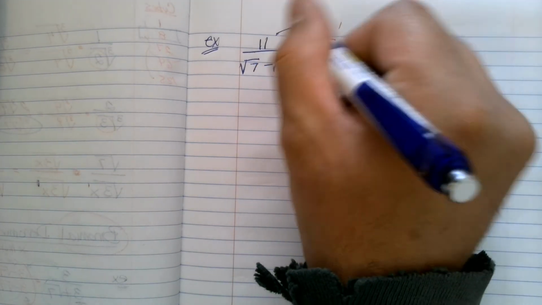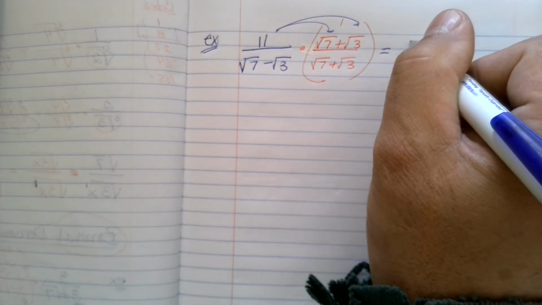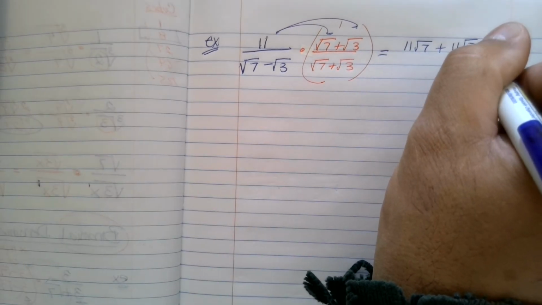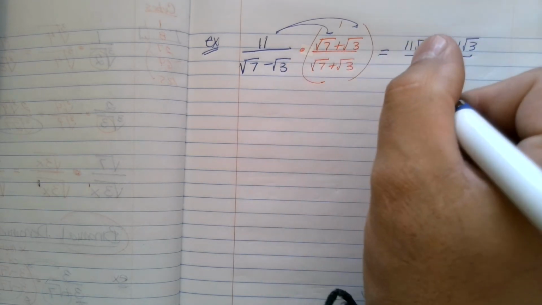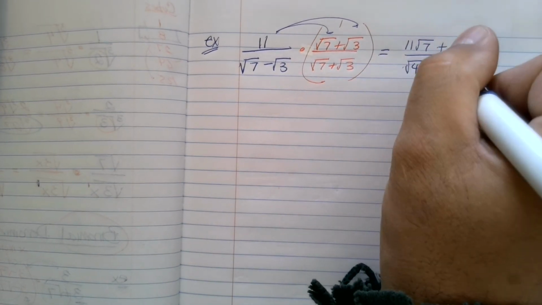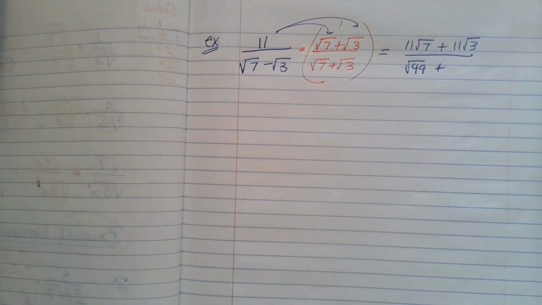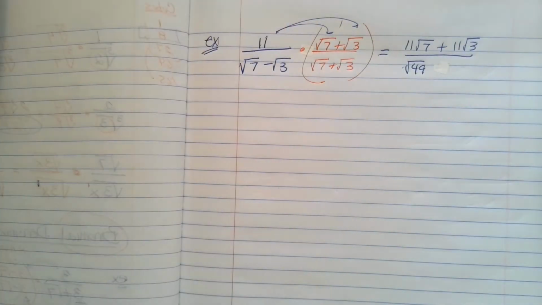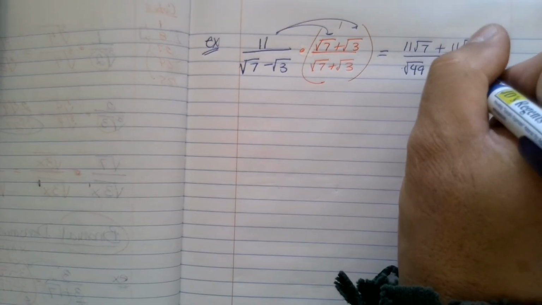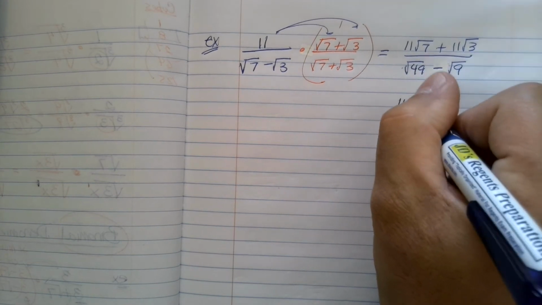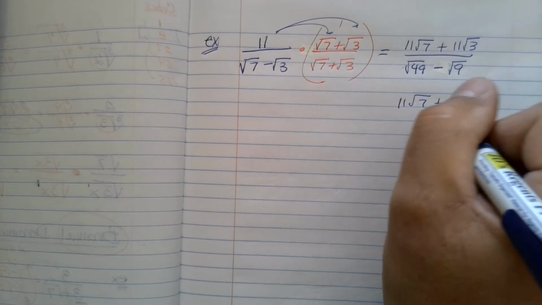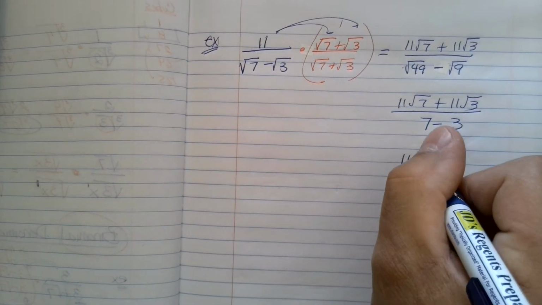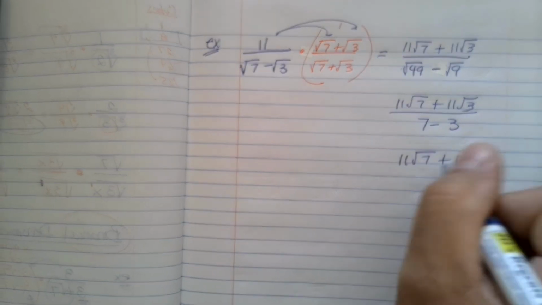And then I could distribute. So I would have 11 rad 7 plus 11 rad 3 all over, well, this is going to be radical 49 minus radical 9, right? And then you could take the square root of both. So I'm going to have 11 rad 7 plus 11 rad 3 all over 7 minus 3, which is 4. We could skip some steps, but I don't want to skip any steps.